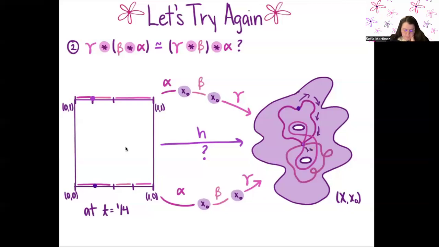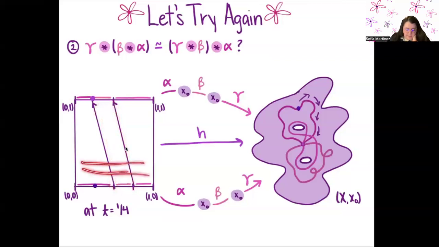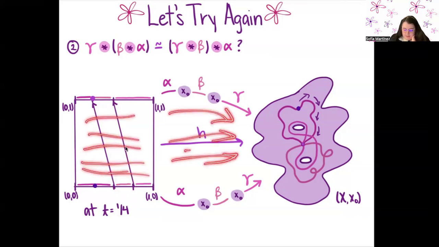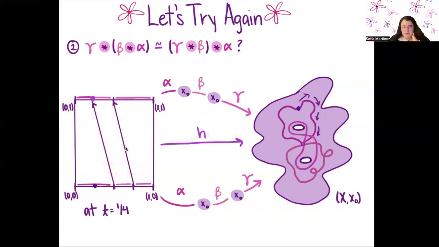Where am I on the second one? Well, I'm halfway through alpha. So what do I do? I can just speed up and get to the base point. And that's essentially what dragging this tick mark is going to do. And similarly with this tick mark. So I can do it. I can, in fact, drag across this square. And I can, in fact, get a one parameter family of loops interpolating this concatenation of loops. So that's great news.